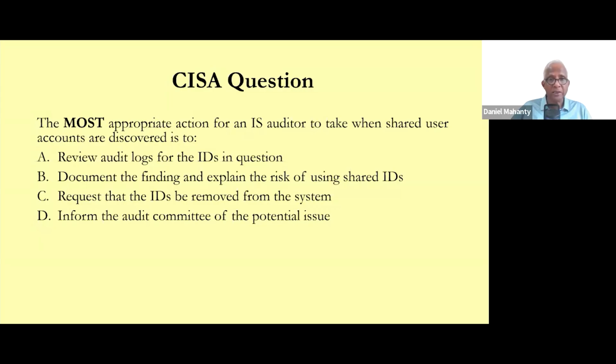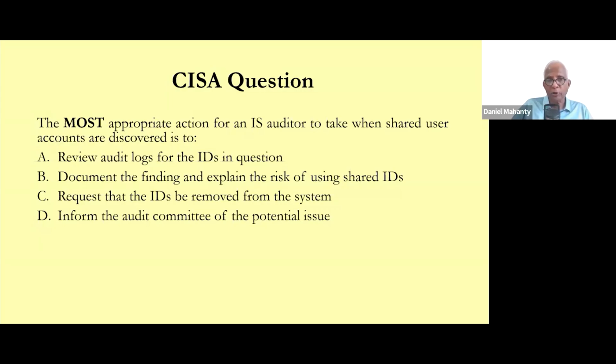So let's go over these one by one. Review the audit logs for the IDs in question. What will this tell us? This will tell us what kind of activity is being done under these IDs. Maybe there is some violation of policy, maybe some irregular transactions are being put through. So, yes, that might be useful.